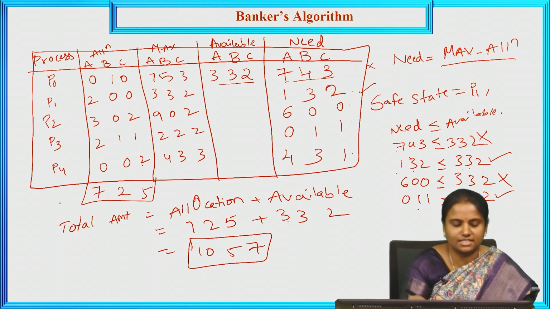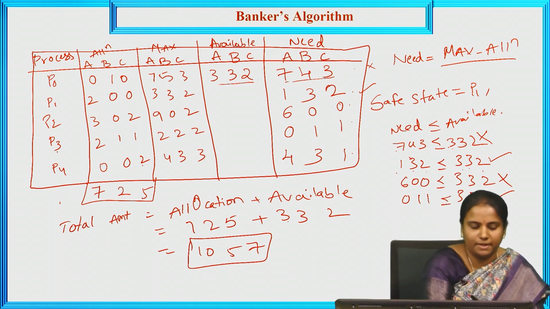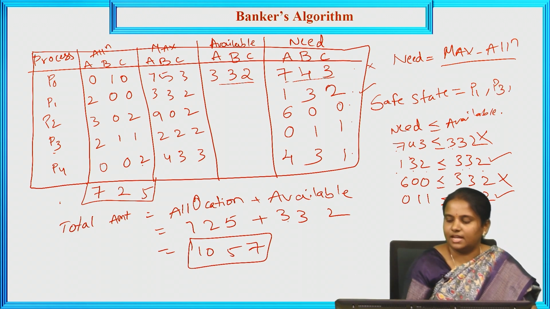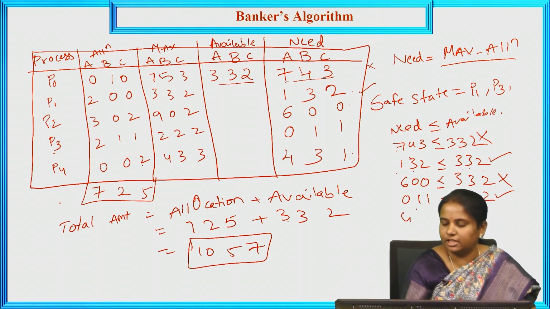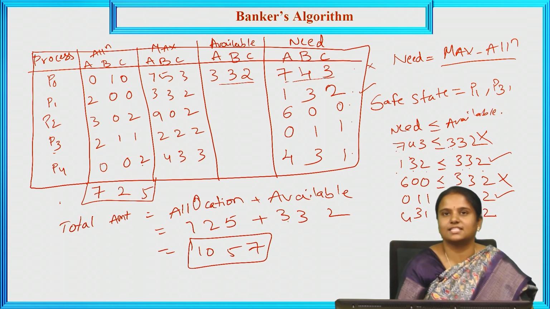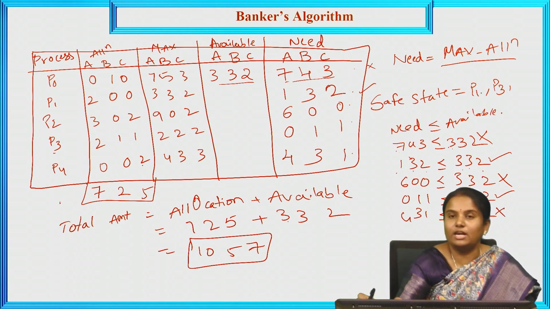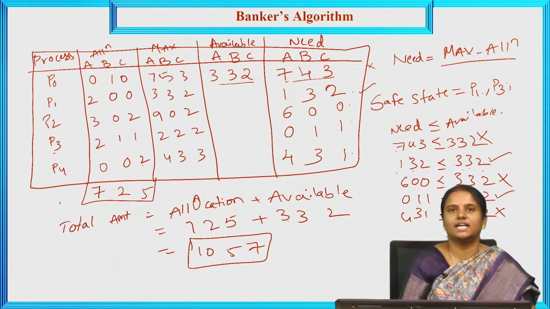So next which is coming under safe state? P3. So P3 is also coming under safe state. So last one is 431 is less than or equals to 332. Does this condition satisfy? No. So only P1 and P3 are now under safe state.